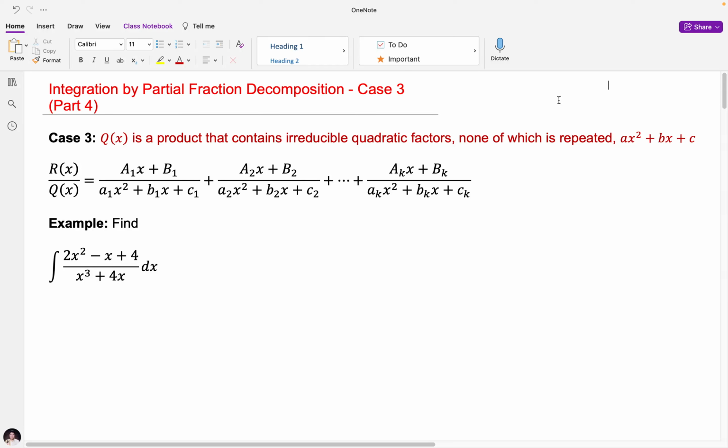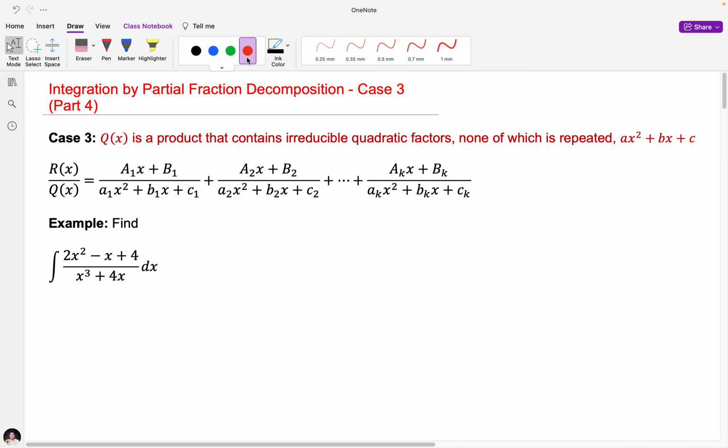Hello everyone. So this is the fourth part of our discussion on integration by partial fraction decomposition, focusing on the third case. The third case involves a denominator that is a product that contains irreducible quadratic factors. So here we will be dealing with irreducible quadratic factors, meaning you cannot factor this one, none of which is repeated.